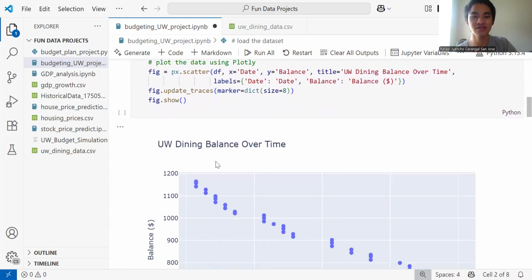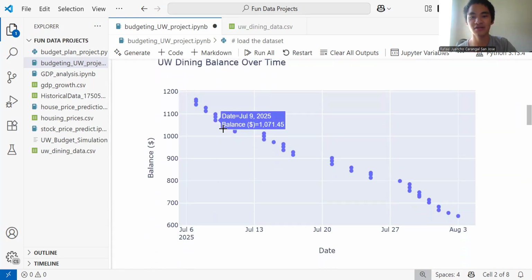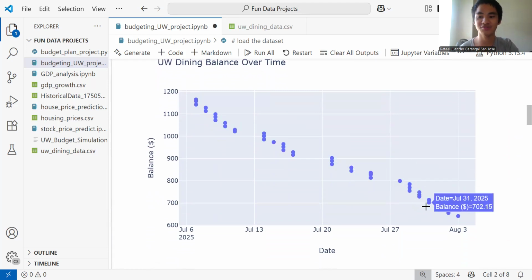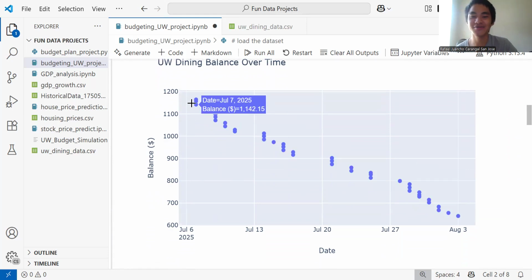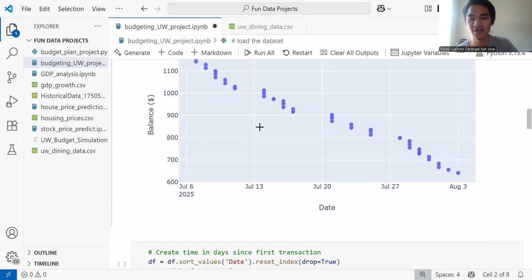And then I plotted the data. Here we can see a pattern where it decreases, and obviously it will, because don't worry, I'm spending. I don't want to leave it stagnant. And here you might notice some gaps. Well, that's when I didn't really spend.